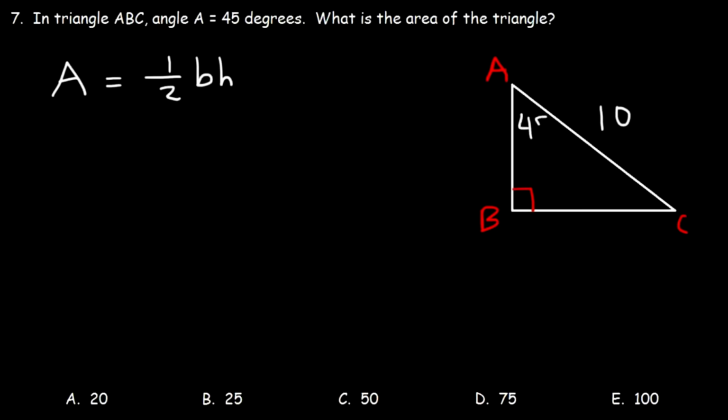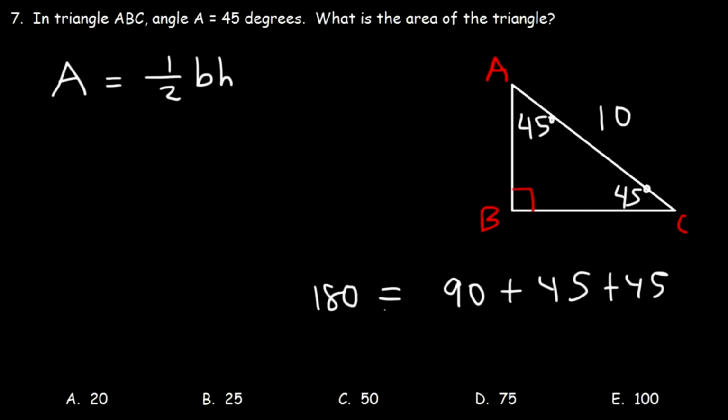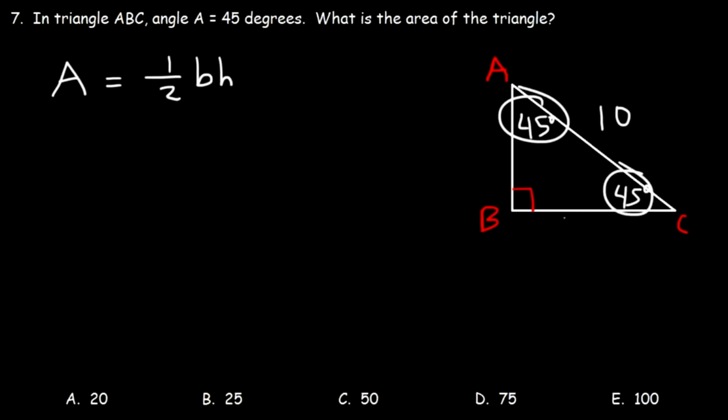Now we know the angle is 45 degrees, which means that this other angle must be 45, since this is 90. The 3 angles inside a right triangle must always add up to 180. 90 plus 45 plus 45 adds up to 180. Now, because these two angles are the same, that means that these two sides are equivalent to each other. So let's go ahead and call this side x, and the other side is also x.